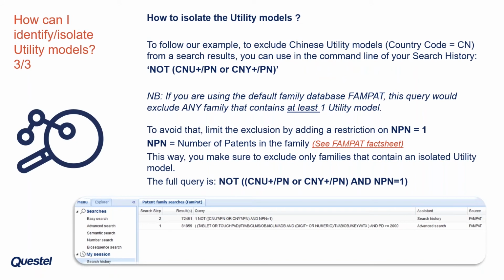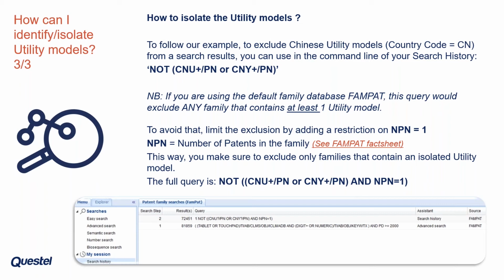Following our example, to exclude Chinese utility models from our search results, you can use, in the command line of your search history, NOT, and in brackets, SNU plus /PN or SNY plus /PN, where PN stands for publication number.